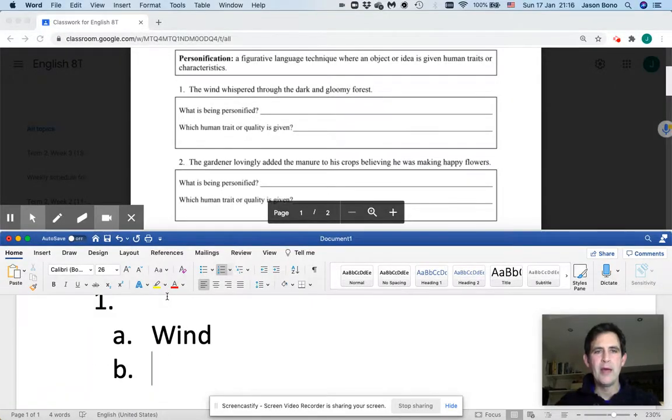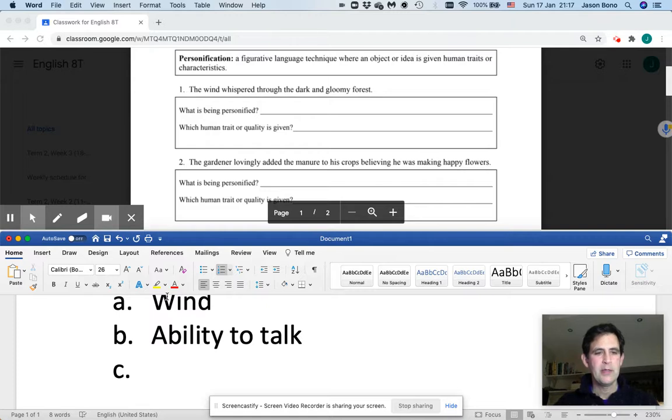Now B, which human trait or quality is given? So what can humans do, or what quality do they have that the wind is being given here? Well, it's the ability to talk. If you can whisper, you can talk. So in this case, they're treating the wind like it can talk. All right. So now I'm going to go on to 2.